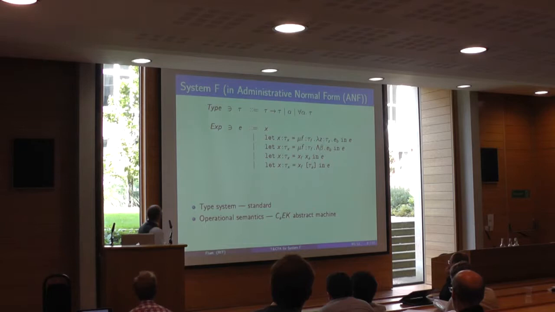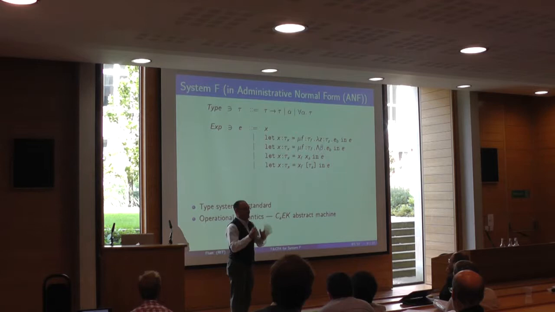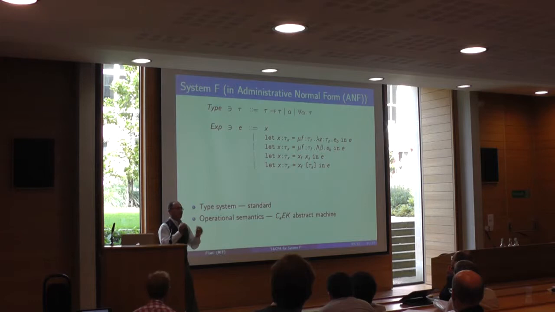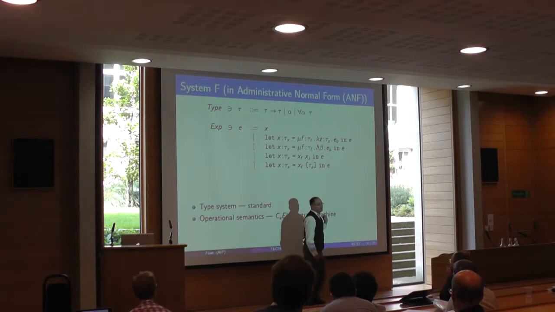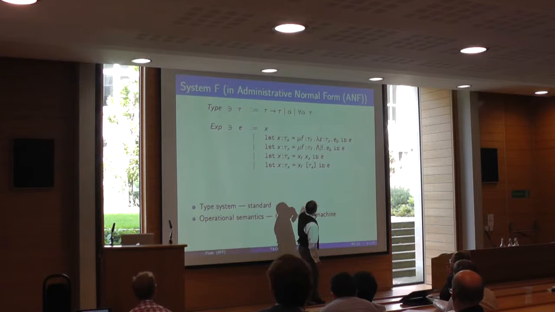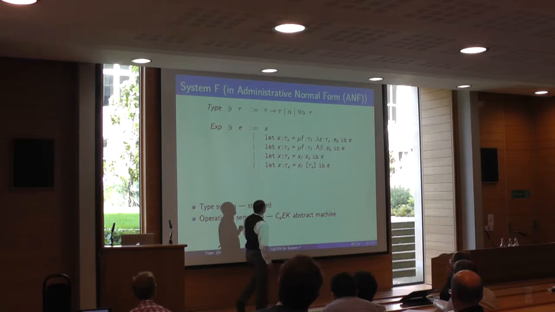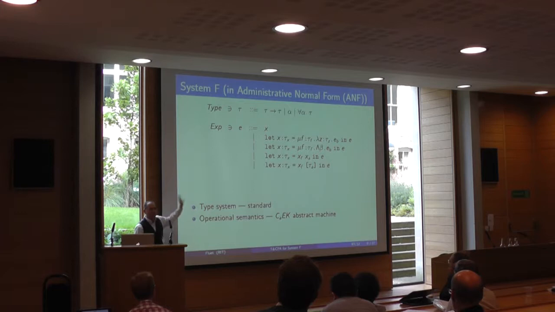So the language I'm going to work in is System F. I've done it in administrative normal form just because I'm in a compiler and just because it'll make some things easier. As we talked about earlier, System F is strongly normalizing. I want something a little bit beefier, so I've actually got recursive functions and recursive type abstractions. Both of my small lambdas and big lambdas are always embedded inside recursive functions, and I've got applications and type applications. The type system is completely standard. I'm not going to bother showing you anything about that.